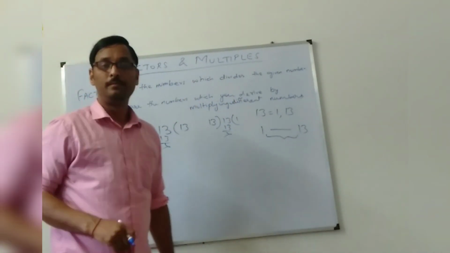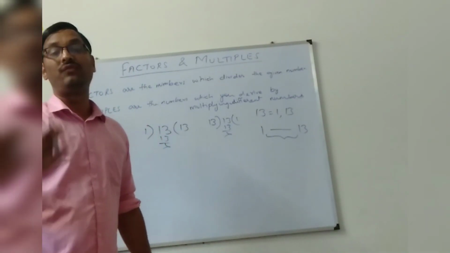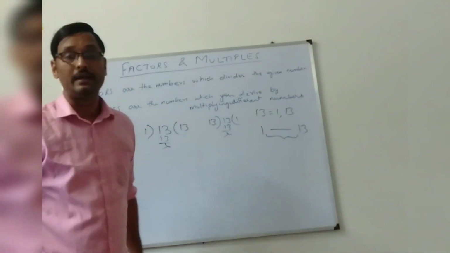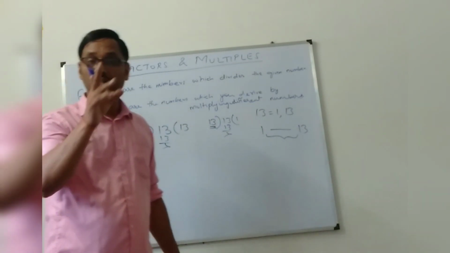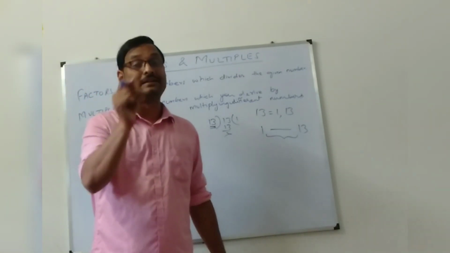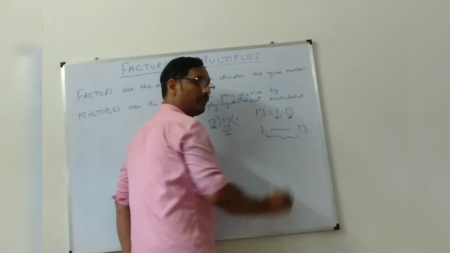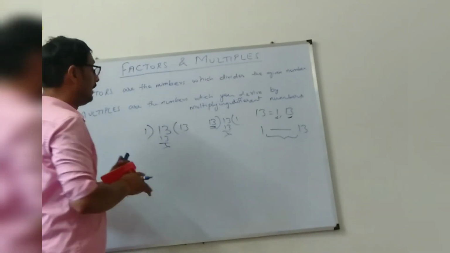You try with 2, it will not be divided. Try with 3, it will not be divided. 5, not divided. It will not be divided with any other number. Why? Because this 13 is a prime number. The factors of any prime number are 1 and itself. So these are the factors. Now come to multiples.